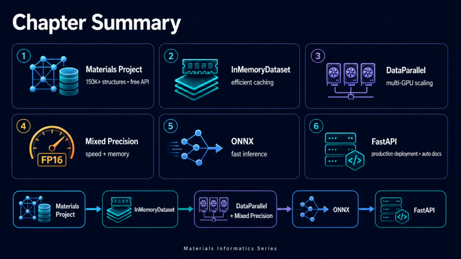To summarize Chapter 6, the Materials Project API provides access to over 150,000 crystal structures and their properties. Custom in-memory dataset classes enable efficient data loading with automatic caching. Data parallel enables multi-GPU training with near-linear scaling. Mixed precision reduces training memory significantly while maintaining accuracy. ONNX export provides substantial inference speedup. FastAPI enables production deployment with automatic documentation.